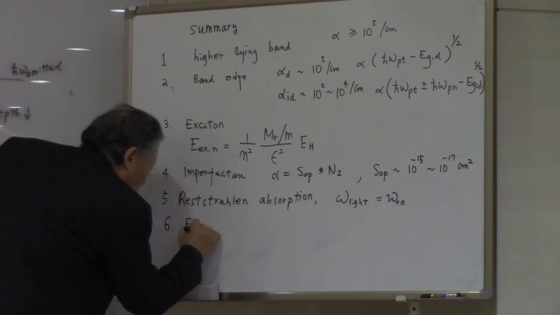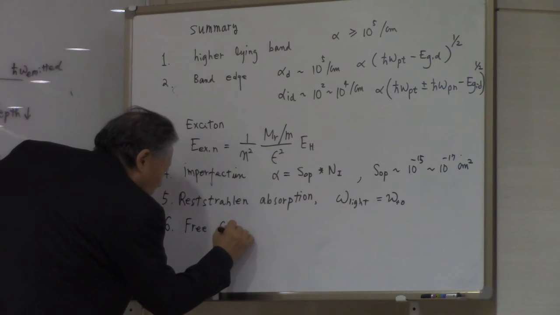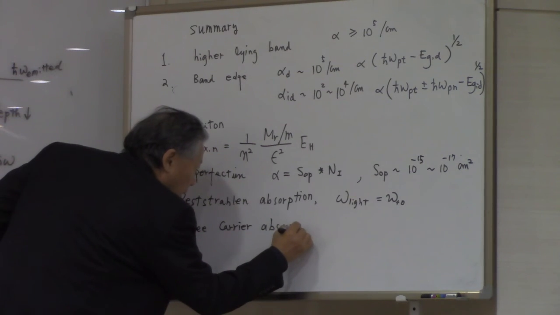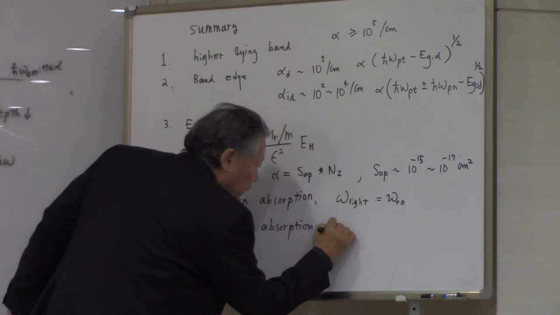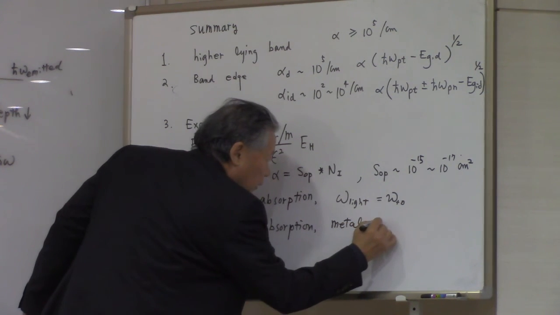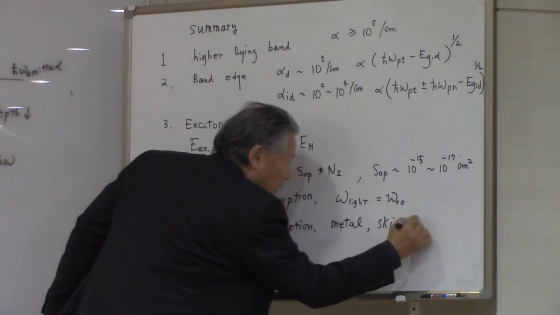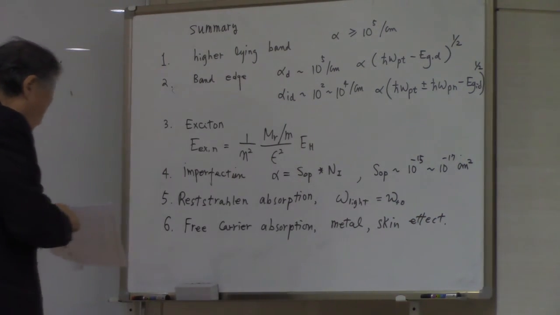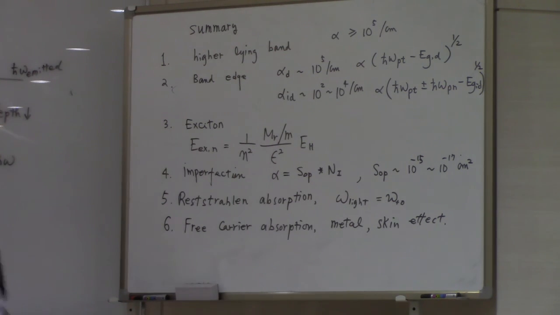And lastly, we talked about the free carrier absorption, which is important in the metal case. Metal is very important, and we see that we have a skin effect. And in the discussion of the skin effect, we talked about the irony. The total absorption means the total reflection, something like that. And it can be understood in the light of energy conservation. Okay.